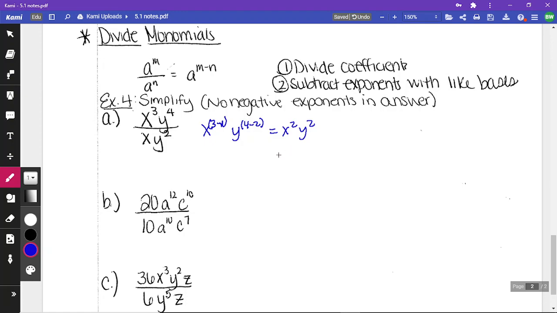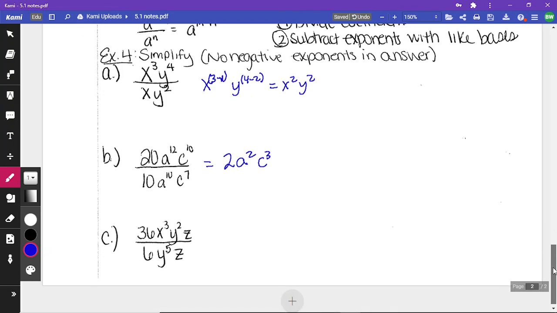Okay? So the next example is a little more involved. Divide the coefficients, right? This one does have coefficients. So we divide 20 divided by 10, and that's 2. Then we have a to what power? Well, 12 minus 10. So that is 2. And then we have c to what power? Well, that's 10 minus 7. So that's 3. And that's that one. Okay, look at the next one.